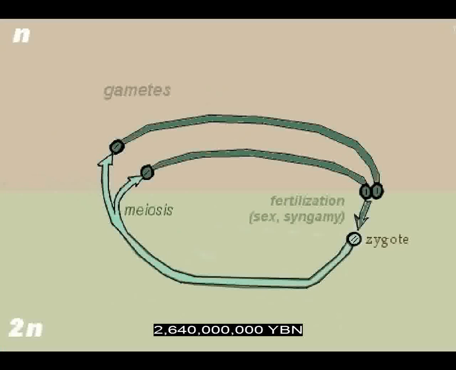Eukaryote sex evolves. This is the first diploid cell and the first zygote. Because of sex, two cells with different DNA can mix, providing more genetic variety. Having two chromosome sets also provides a backup copy of important genes. All sexual species alternate between haploid and diploid. There are three main different types of sexual life cycles: haplontic, haplodiplontic, and diplontic.